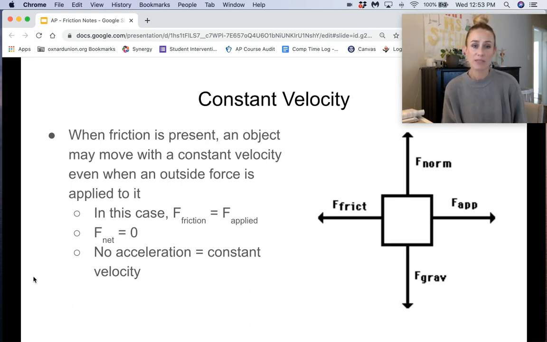So this is a special case because if they tell you in a physics problem that the object is moving at constant velocity, this should tell you right away that the friction force equals the applied force. Of course, this is if we're on level ground. So that's a really special case, and you want to remember that for when you're solving these problems.